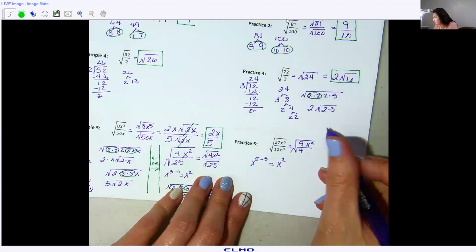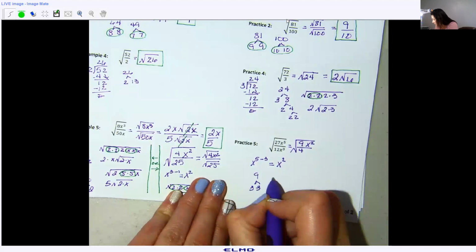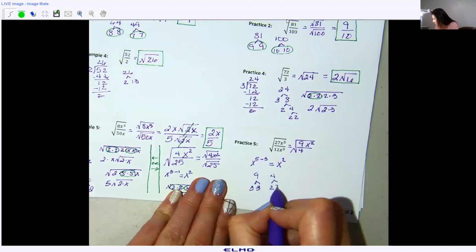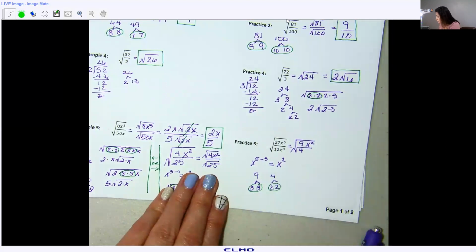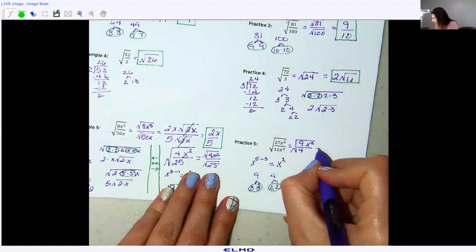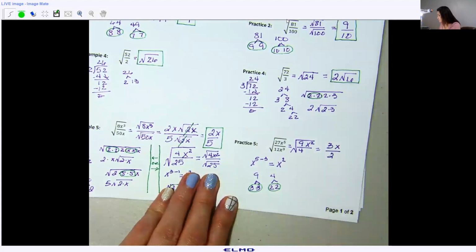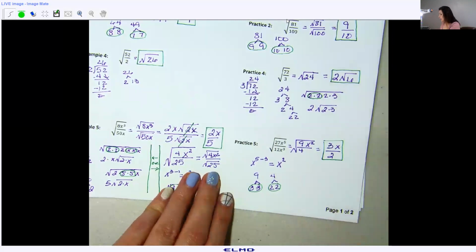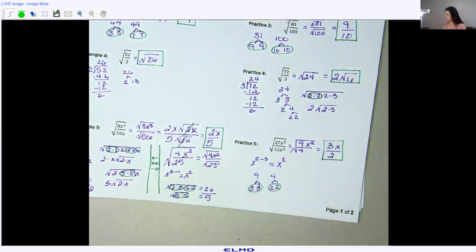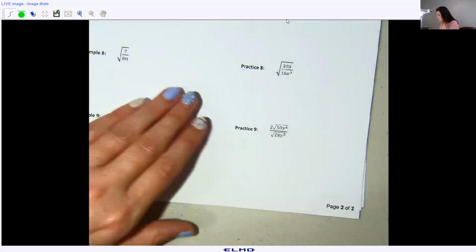And so then I can factor these out. So 9 factors out to 3 times 3. 4 factors out to 2 times 2. So those are our two groups right here that we can pull out of each one of those. So this ends up being 3x over 2. Okay. All right. Let's move on to page 2.